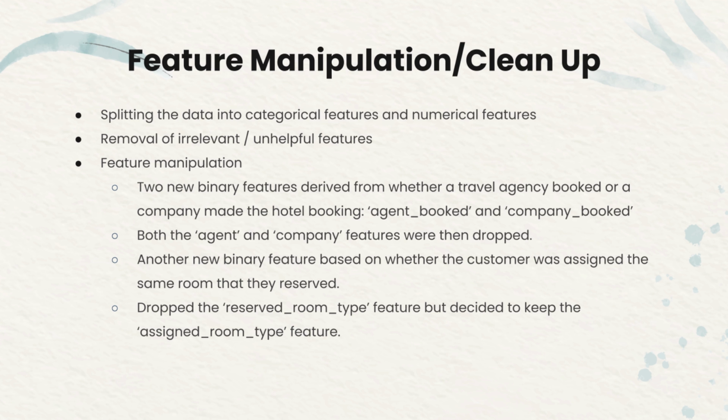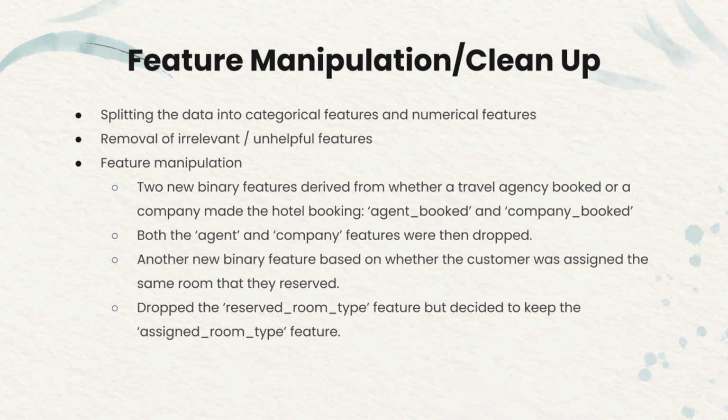I started off by separating the categorical and numerical features from each other, then removed other features which I deemed irrelevant or unhelpful. I noticed that the agent and company features identified the exact entity that created the hotel booking if it wasn't made by the customer themselves. However, I thought it was more appropriate to instead only track whether a travel agency or company made the hotel booking for the customer rather than what agency or company it was. Thus, I created two new binary features which did exactly that and dropped the original two.